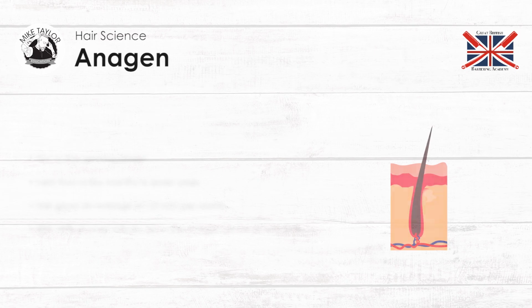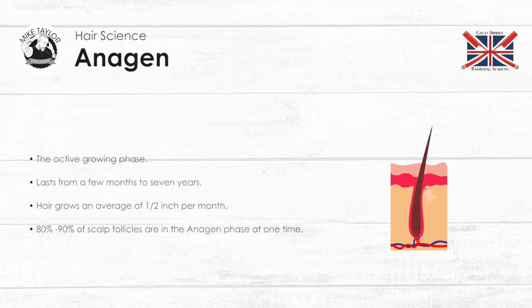The anagen stage is the active growing phase. It lasts from a few months to a few years. Hair grows on average half an inch per month, and 80 to 90% of the scalp follicles are in the anagen phase at any one time. Everyone's anagen stage is slightly different from each other, so some would last slightly shorter, whereas some would last slightly longer.